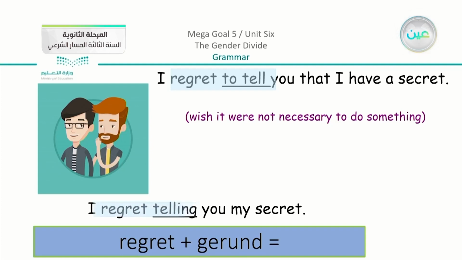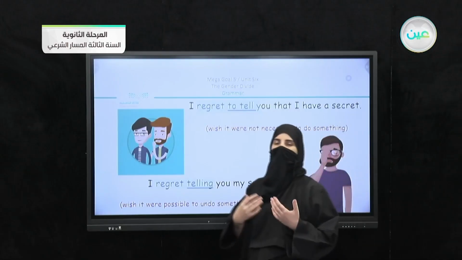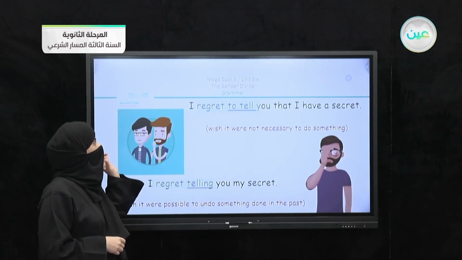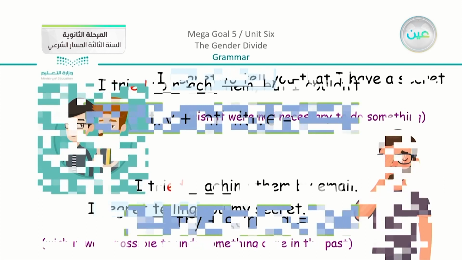Here, the second example: I regret telling you my secret. We use regret with the gerund, and from the meaning, I wish it were possible to undo something. So it has been done, and I regret doing it. So you see the first example, I regret to tell you, I am going to tell you, although I don't want to. On the other hand, in the second example, I have done my action and I regret it. So this is the verb regret.